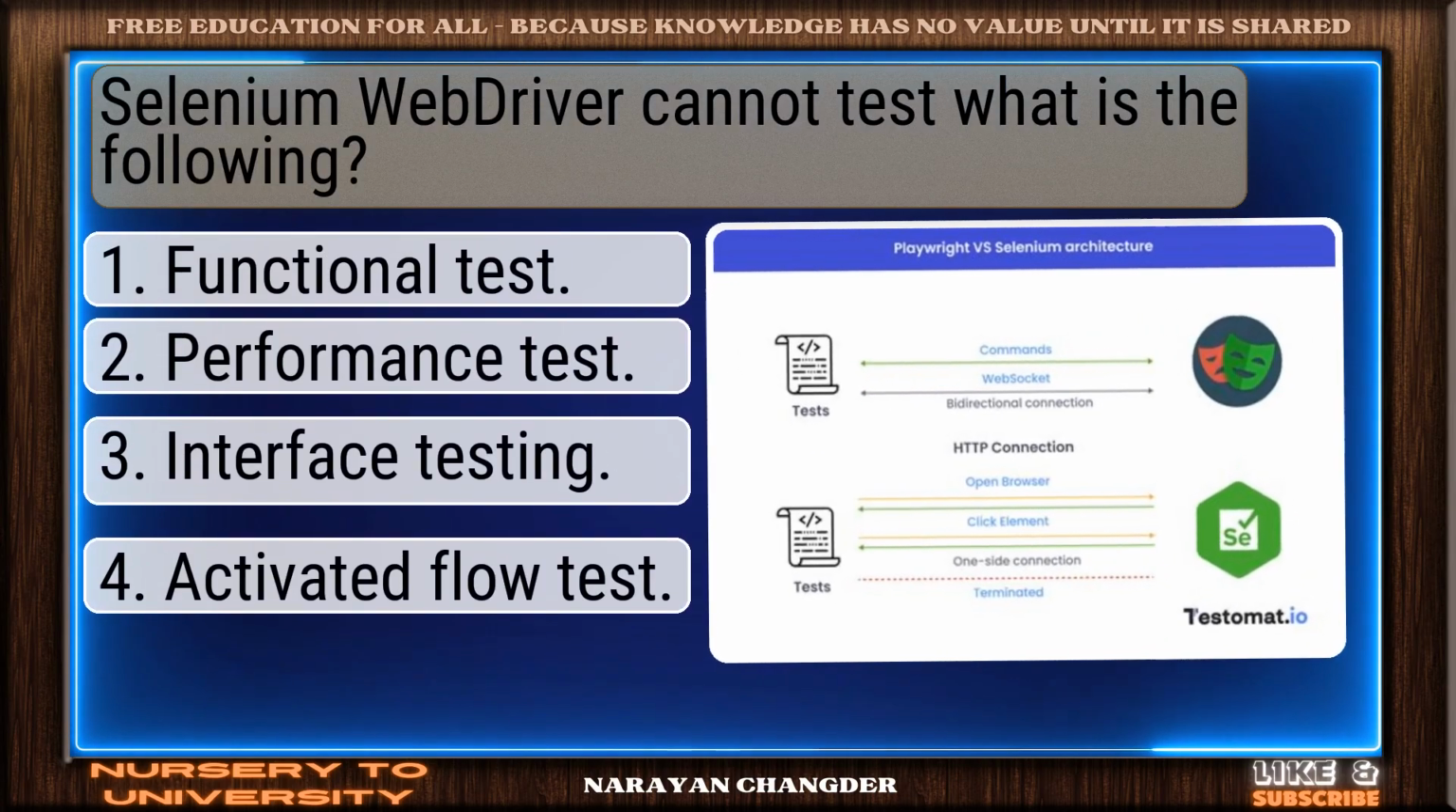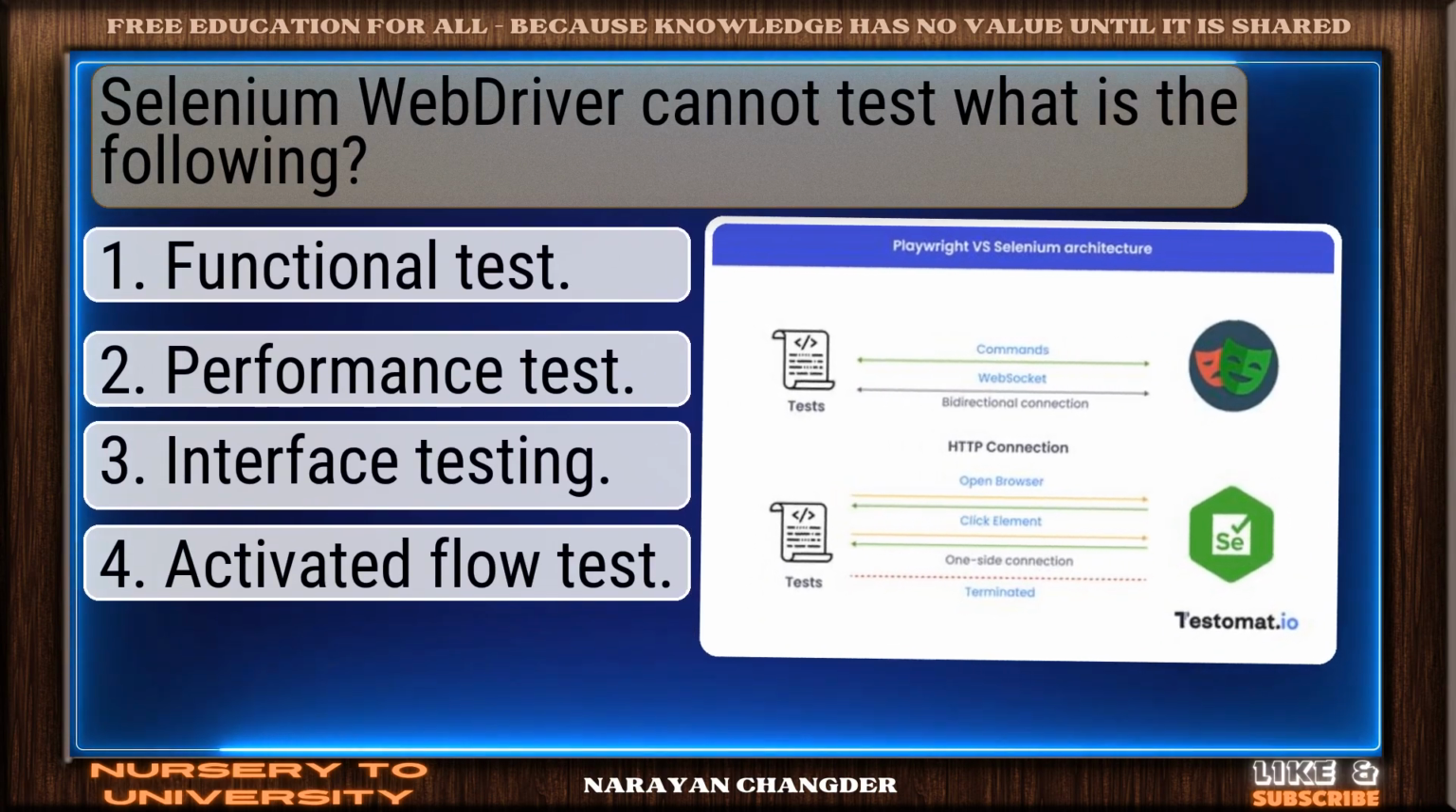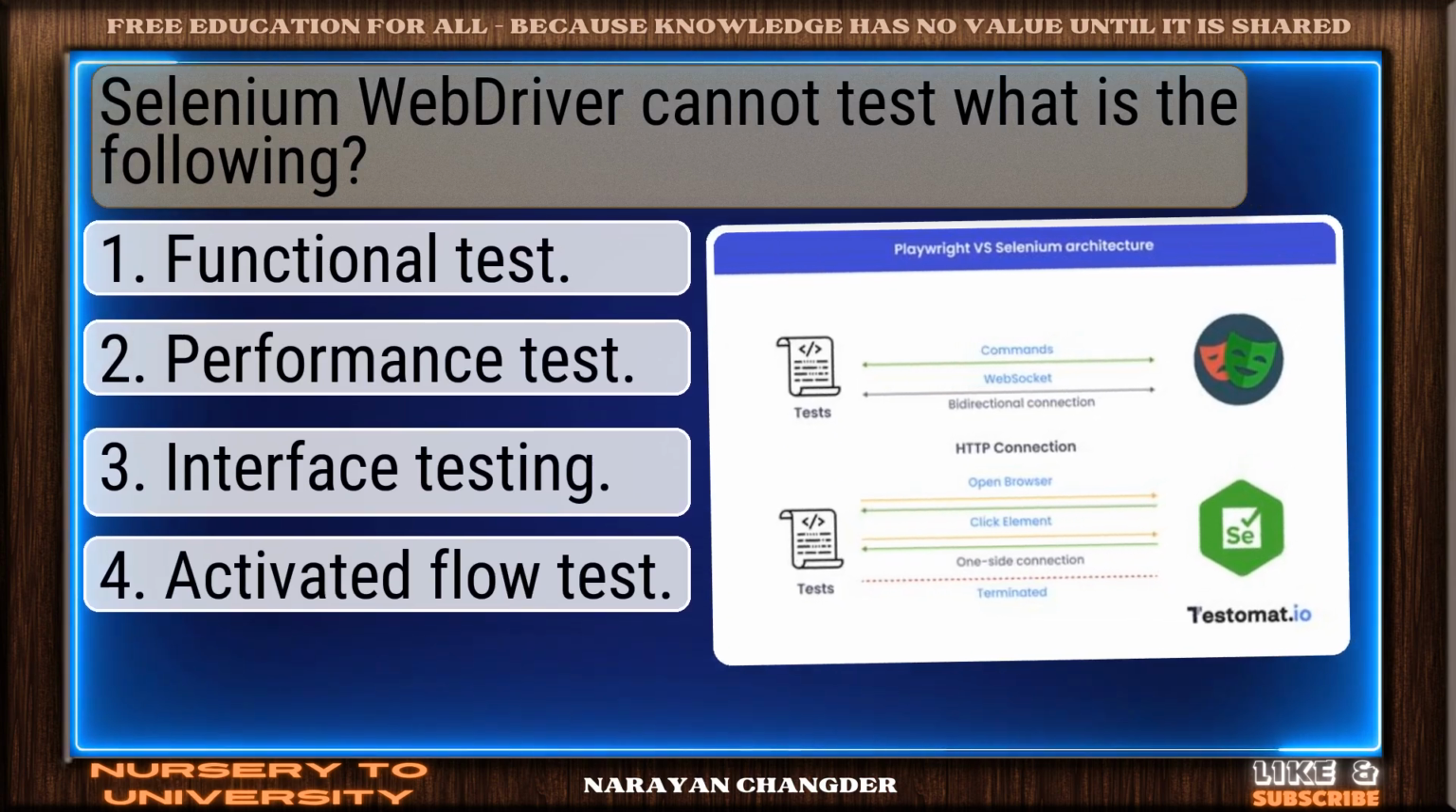Question number 37. Selenium WebDriver cannot test. What is the following?